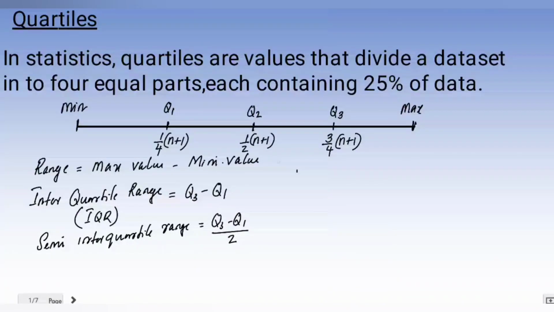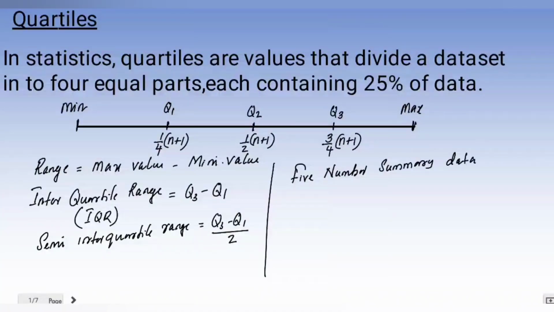Okay. Now one more item there, that is 5 number summary data. What are they? 5 number summary data is the minimum value, Q1, Q2, Q3 and the maximum value.